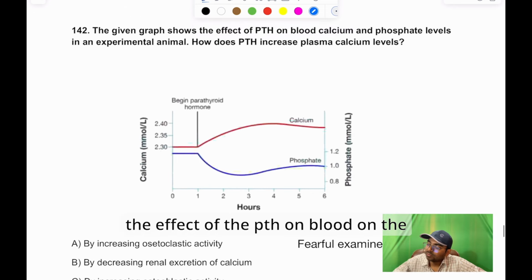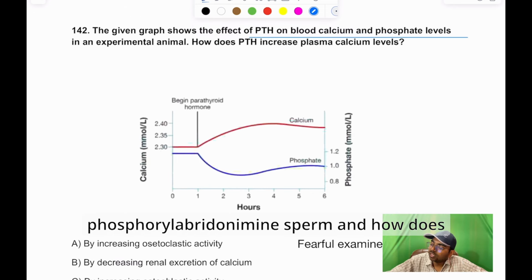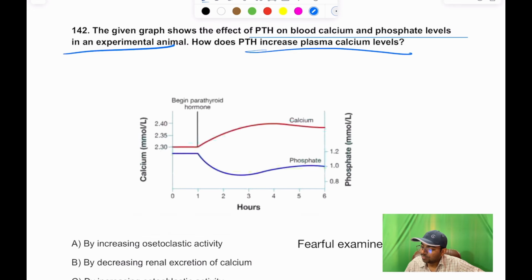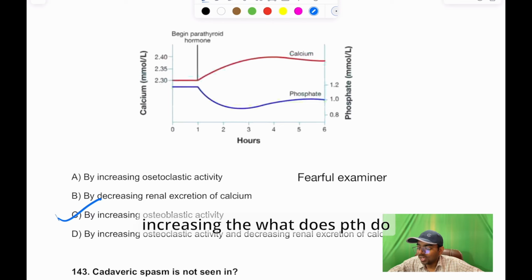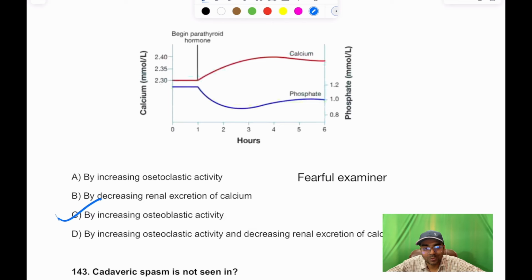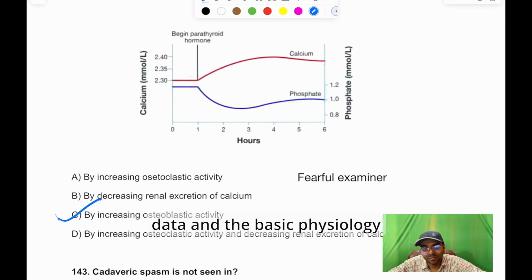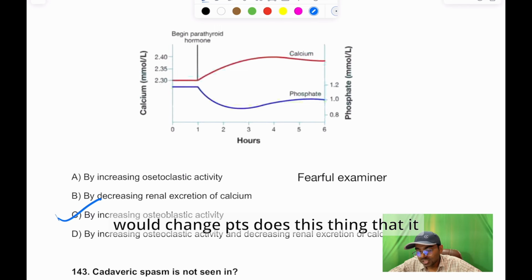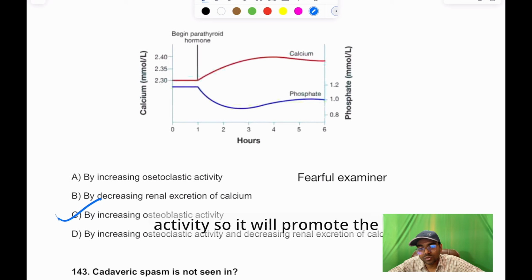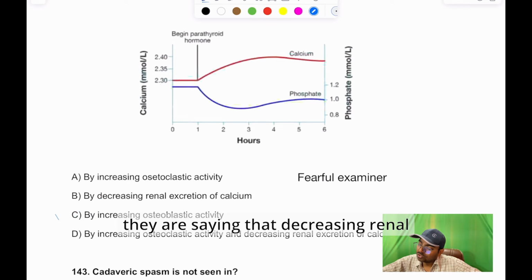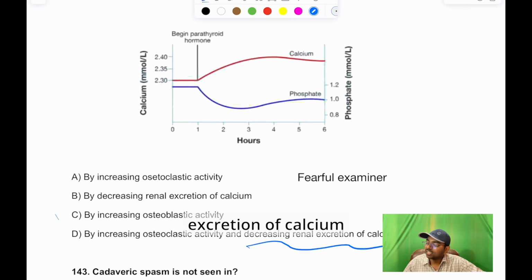The examiner shows the effect of PTH on blood calcium and phospholipid in an experimental animal. How does PTH increase the plasma calcium level? In this question, it is not that they have given some data and the basic physiology would change. PTH promotes osteoclastic activity, okay, fine. And also they are saying decreasing renal excretion of calcium.